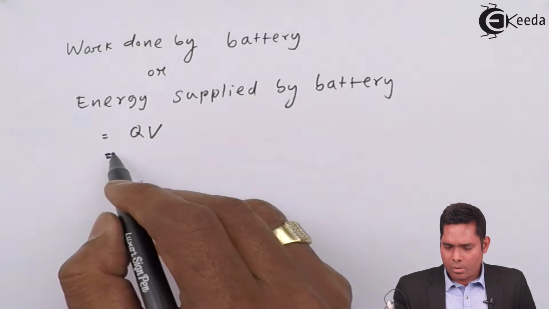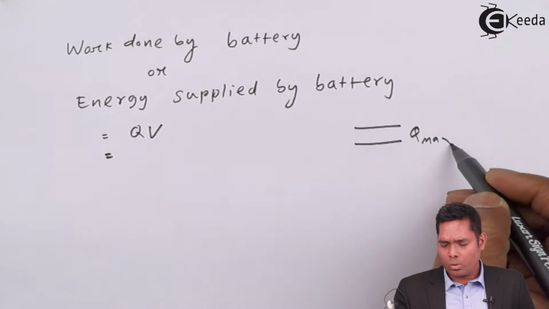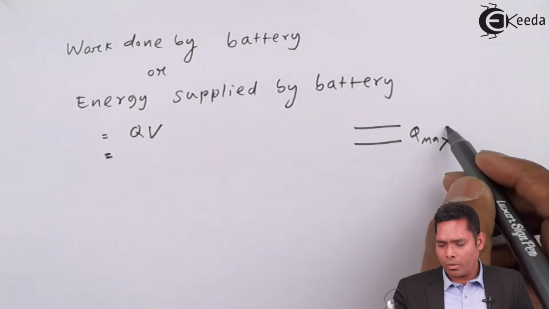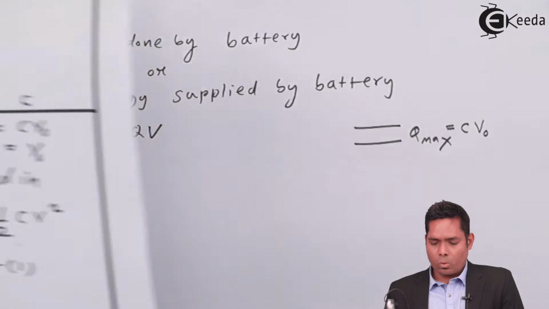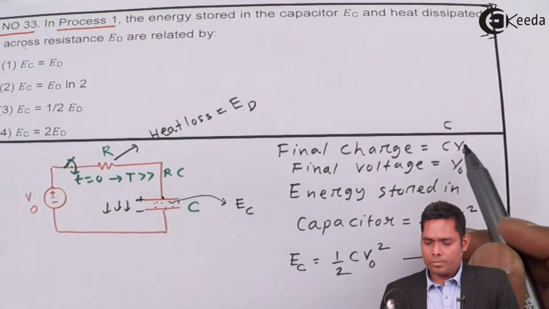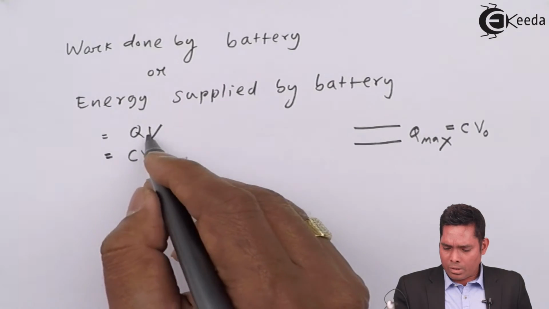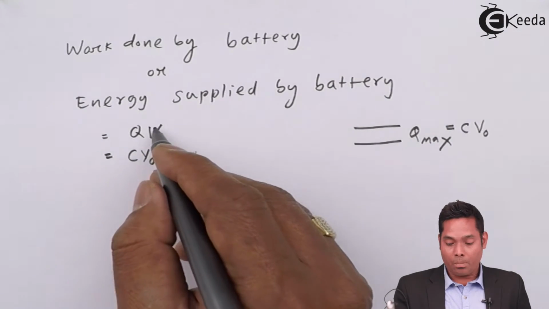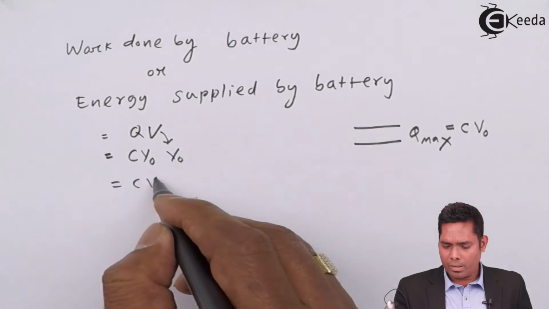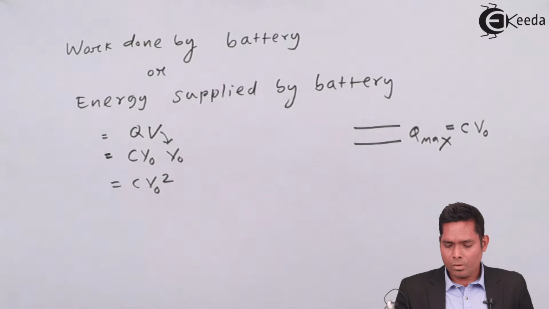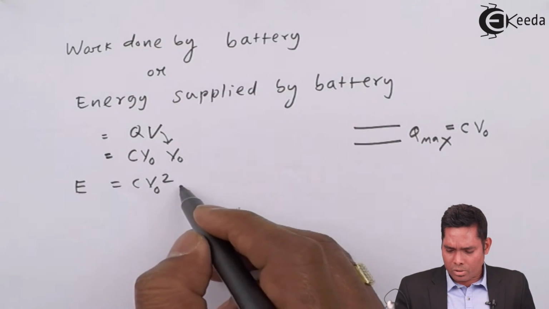Q is the charge that is stored in the capacitor, the maximum charge that can be stored after a very long time, and we have already calculated it is CV0. If I put CV0 here, and what is V? What is the voltage that is supplied? That is V0. So it becomes CV0 square. So the energy that is supplied by the battery is CV0 square.